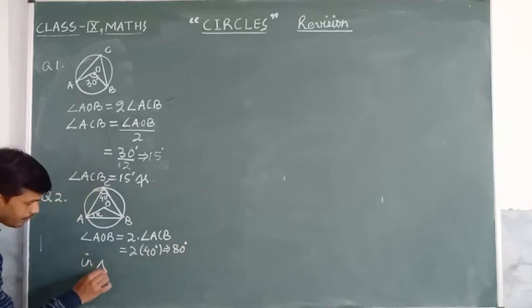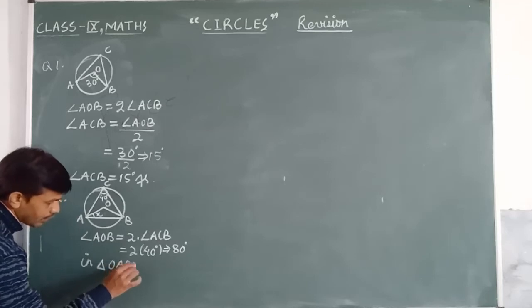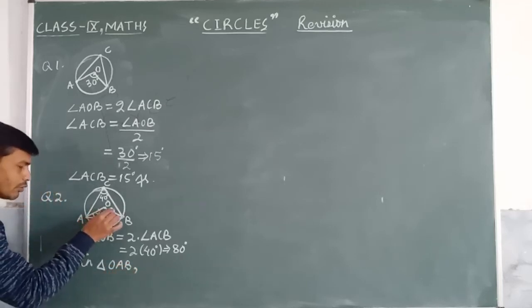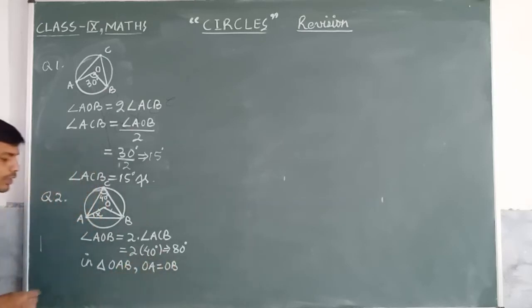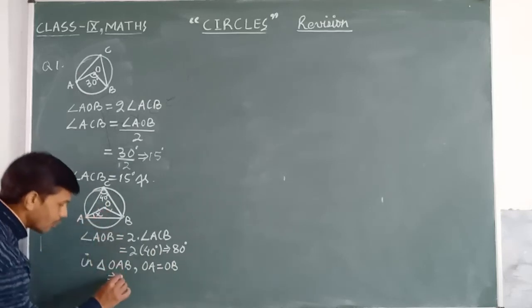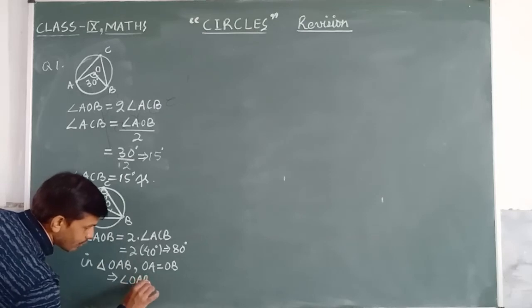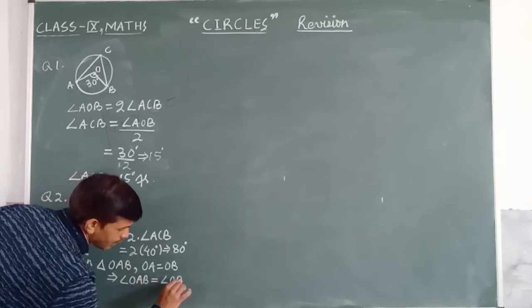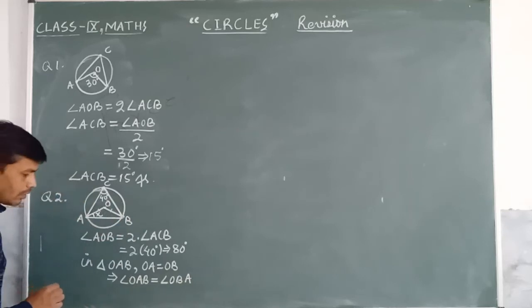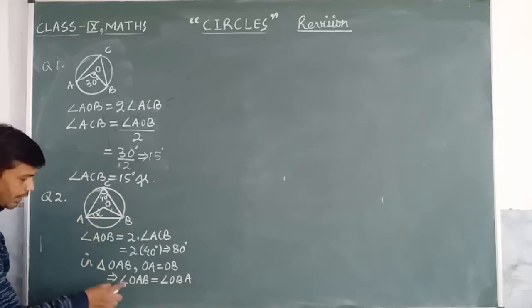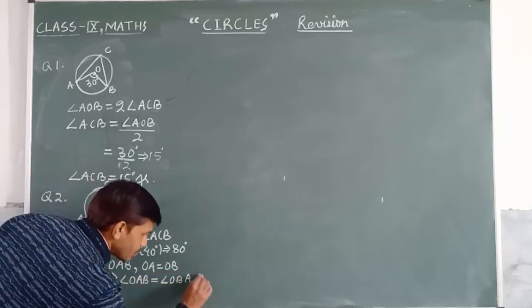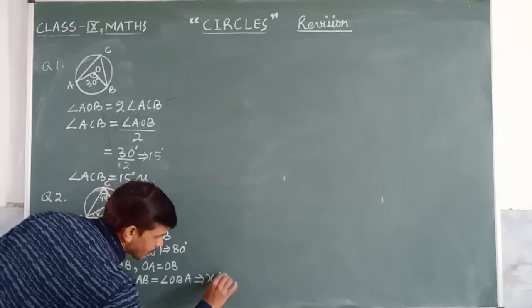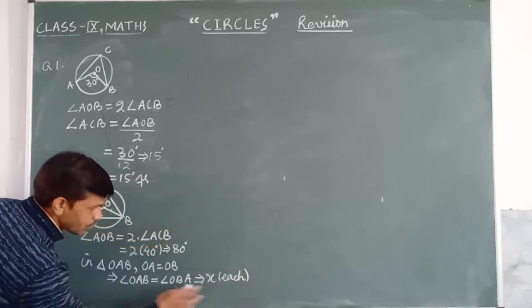Now in triangle OAB, we have OA equal to OB, as these two are the radii of same circle. So it implies that angles opposite to equal sides are equal. It means this angle OAB equals angle OBA. And this OAB we are given x. So each of these two would be x.